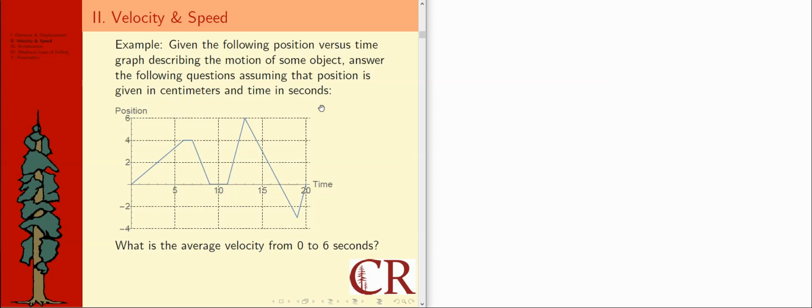Given the following position versus time graph describing the motion of some object, answer the following questions assuming that position is given in centimeters and time in seconds. So we've got this cool graph here that's showing us kind of a one-dimensional motion that is happening in time, and it's really graphing position versus time.